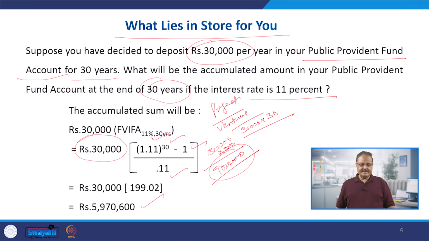So you can take it as a venture also. For example, in any venture, in any investment avenue, if you find that you are going to invest 30,000 every year, and you will be giving this money for 30 years. Maybe you are not directly in the business, you are entering into the business through the stock exchange.